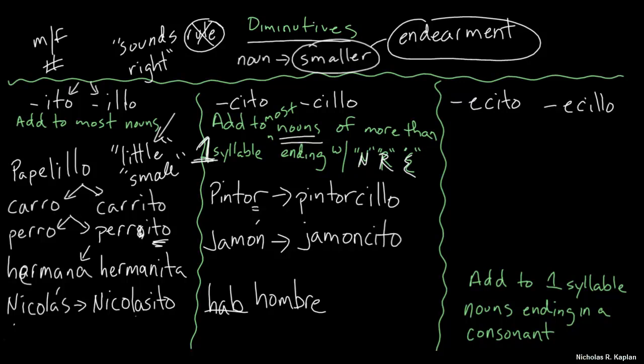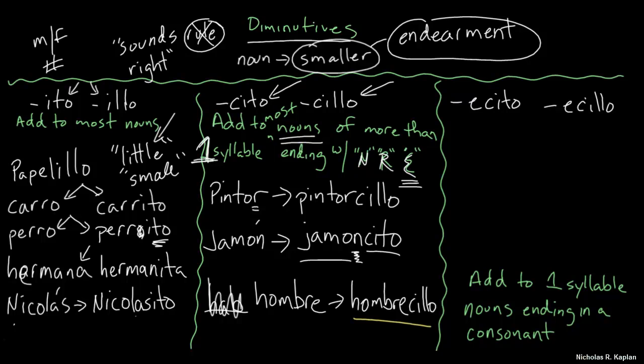So how did I know I needed cito? It ended in an N, more than one syllable. Or you've got an hombre. Look at him. He's just a little man. He's an hombrecito. Ends in an E, more than one syllable. And so we can either add cio or cito. Let's add, I don't know, let's add cio. Hombrecio. Done.